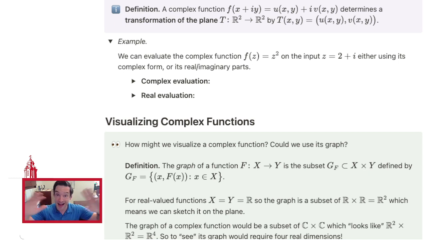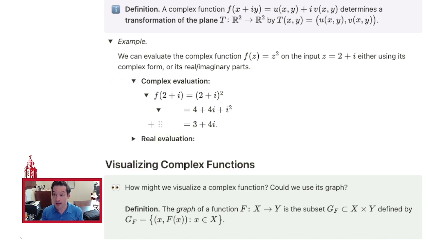That erases the i's completely from the function and lets us treat it as just a real transformation of the real plane. So here's an example of what that might look like. If I have the function f of z equals z squared, the complex squaring map, I can feed an input, say 2 plus i, into that function, and I can evaluate f of 2 plus i by treating 2 plus i as a complex number and just squaring it, using the squaring arithmetic that we know from complex numbers. 2 plus i, the quantity squared, FOIL it out, and then remember at the end of the day that i squared is equal to -1, which allows me to simplify to 3 plus 4i. So that's what it looks like to do this using complex arithmetic.